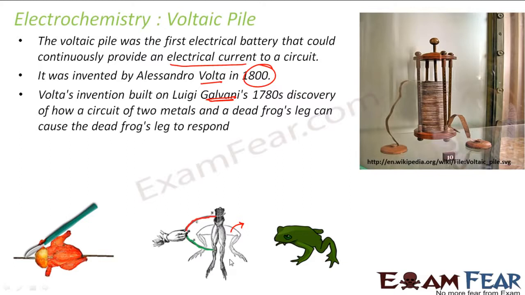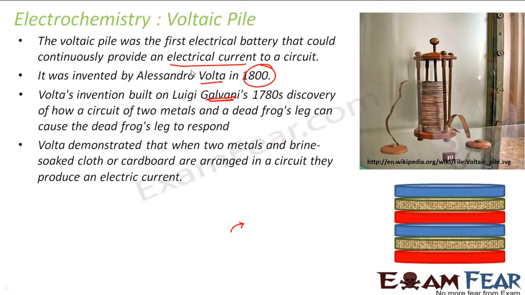Galvani told that there is something called animal electricity inside the frog, but Volta confronted, saying that there is something in the metal which produces electricity, right? So just to prove his theory, what he did was he created this voltaic pile.